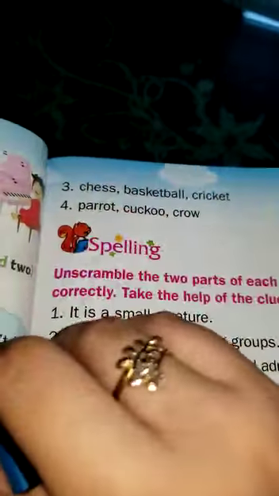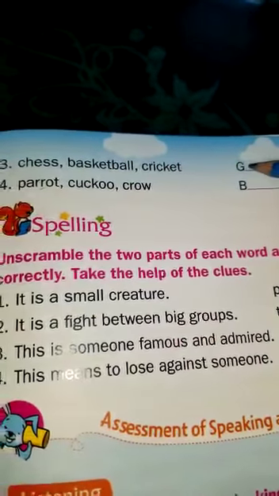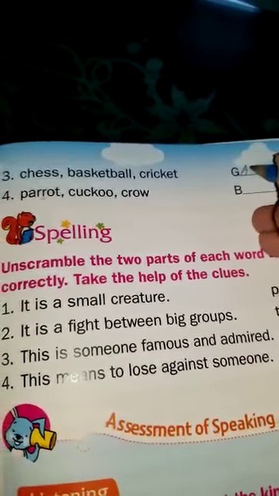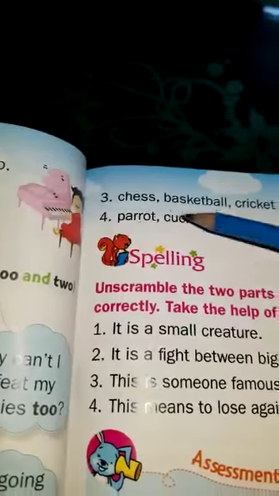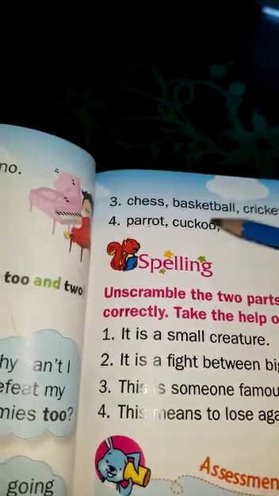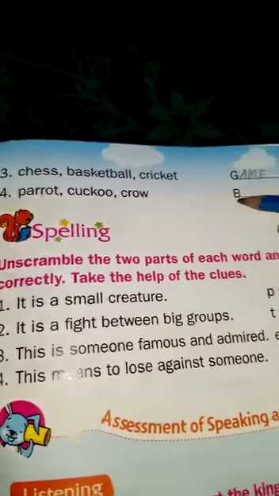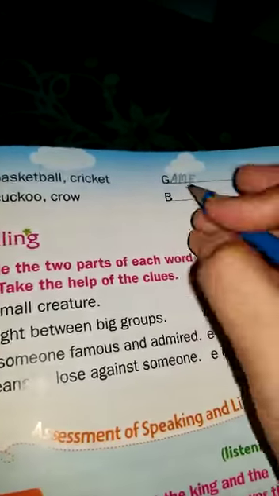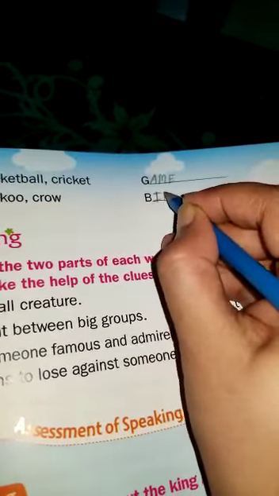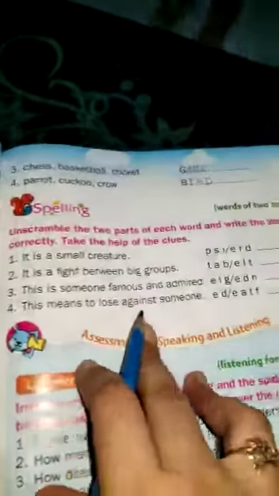Now this one, chess, basketball, and cricket. These all are what? They have given G. G for what? G for game. And the last one, parrot, cuckoo, and crow. These all are what? And they have already given us the clue letter B. So B for bird. These all are birds. Now come to the next one.